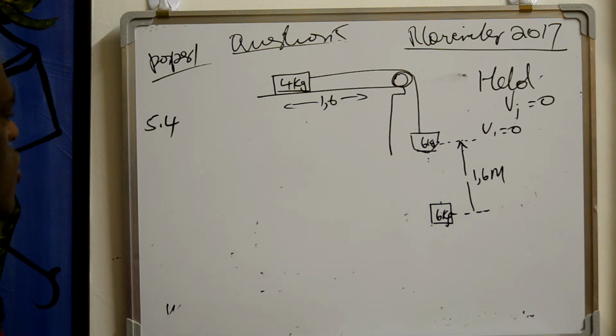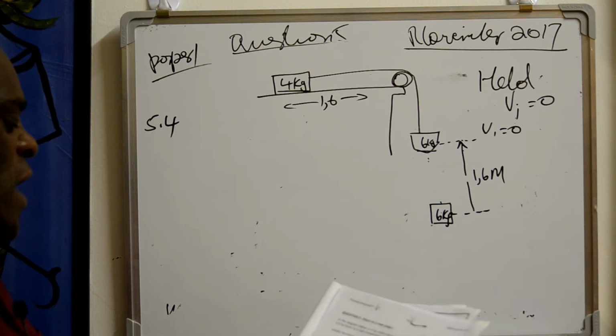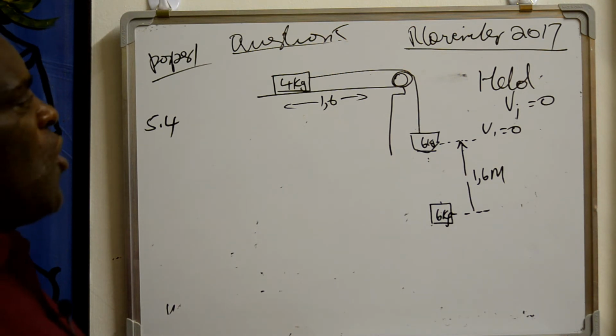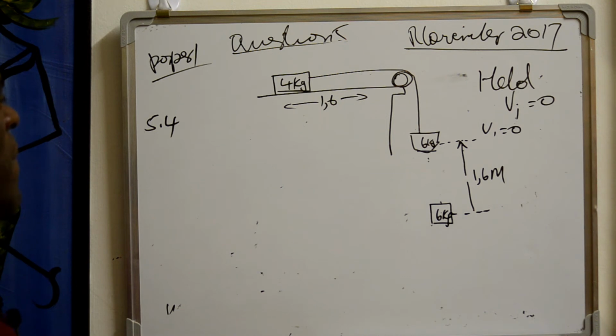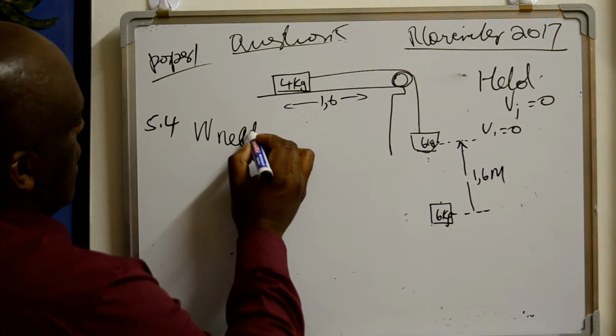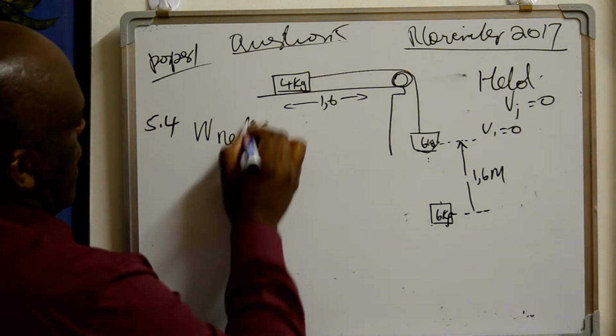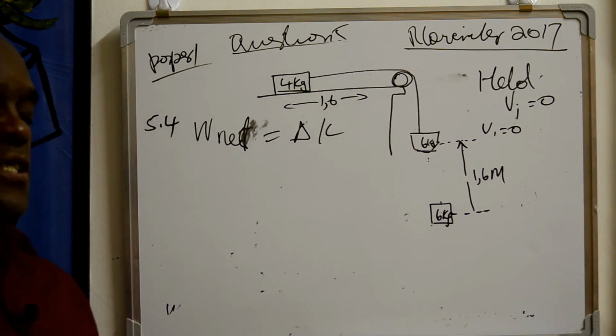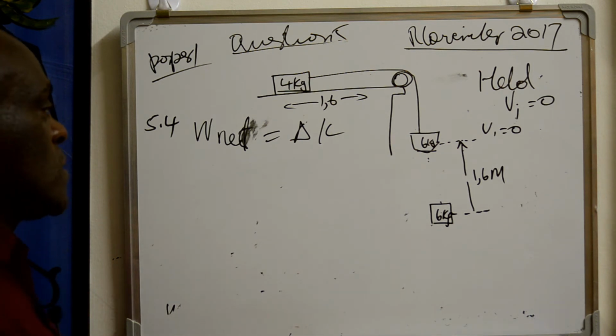They say use energy principles to calculate the speed of the 6 kg block when it falls 1,6 m. We know the net work is equal to the change in kinetic energy. That's what we know. It's even there at the back of your books.